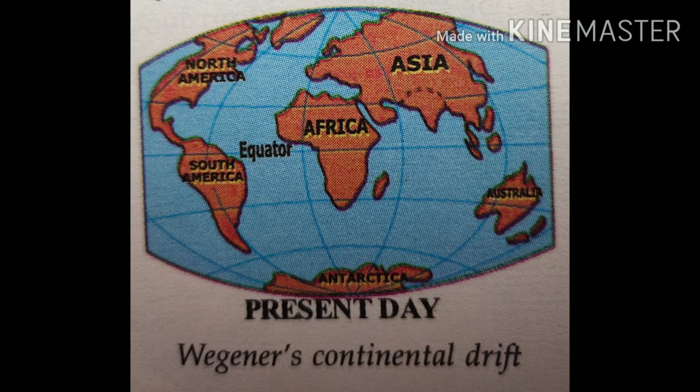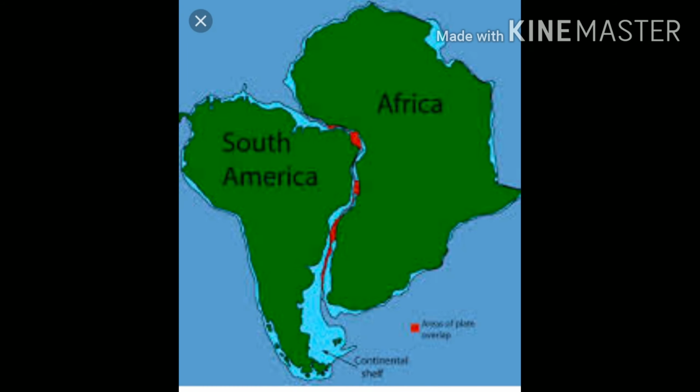Now children, Pangaea started to break apart more than 200 million years ago. But Wegener initially got his inspiration from the apparent jigsaw fit of the Atlantic and Pacific coastline. I have given you the example of Atlantic and Pacific, but in the textbook it is South America and Africa. You will notice that the western coastline of Africa and the eastern coastline of South America fit together as if they were two pieces of a huge jigsaw puzzle.